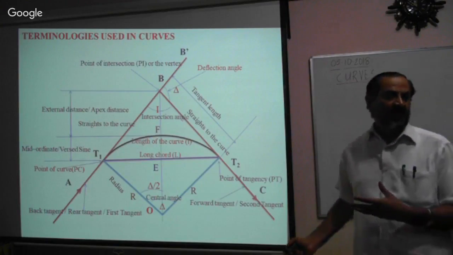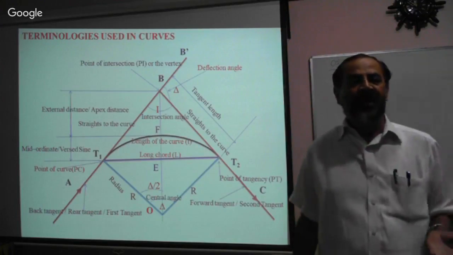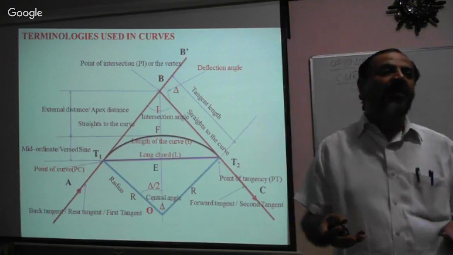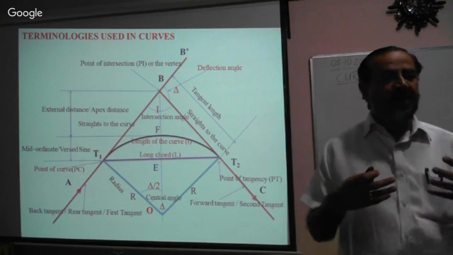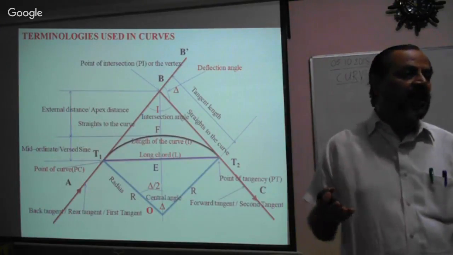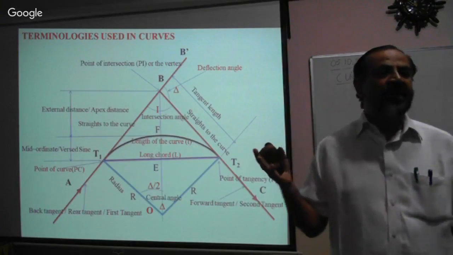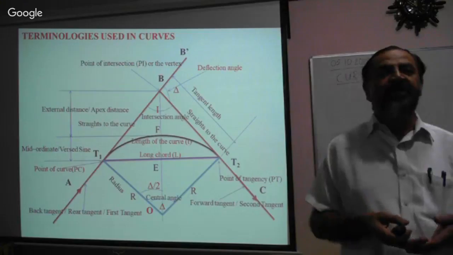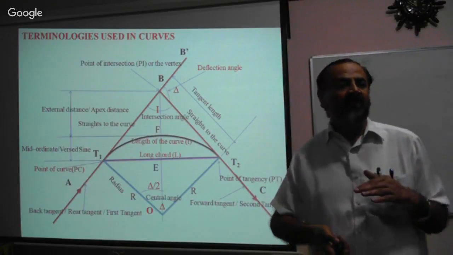Whatever may be the case, being the engineer, you have to decide which is the best curve to fit and for which type of road, and mainly that depends upon the speed of the vehicle, isn't it? The type of the road, that is village road, district road, taluk road, etc. That you have to decide. It is decided by the engineer which curve is more suitable, isn't it?